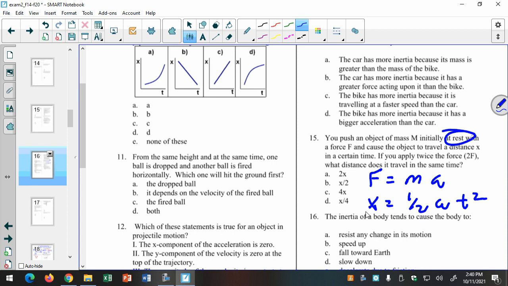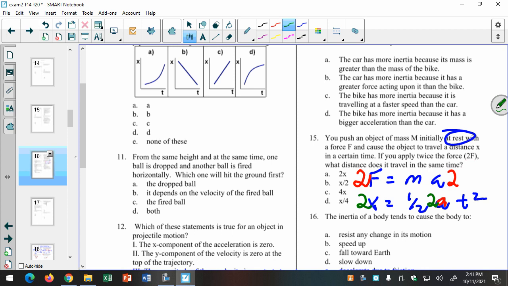And also notice that a is no longer -10. That's an a right there. So if I double the force, that means I double the acceleration. And if I double the acceleration, what happens to x? X gets doubled.